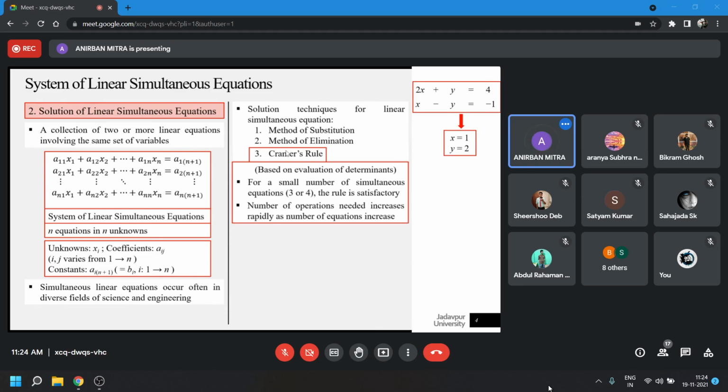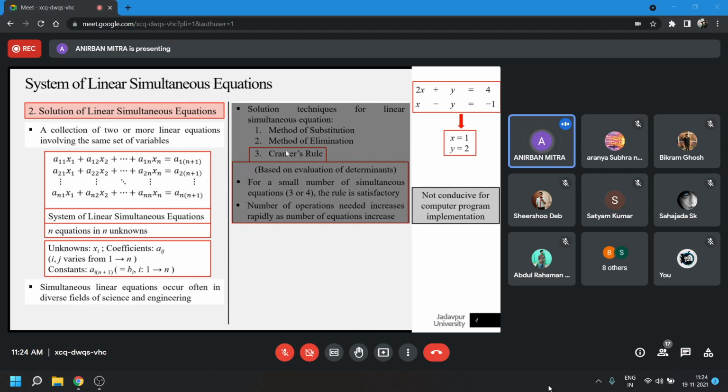Not only that, another disadvantage of these methods is that they are not conducive to implementation through a computer program. These cannot be generalized as such. However, I should also mention that the method of elimination, in a slight variation of it, can in fact be implemented through a computer program.